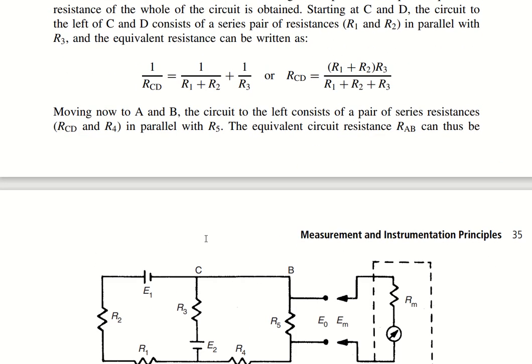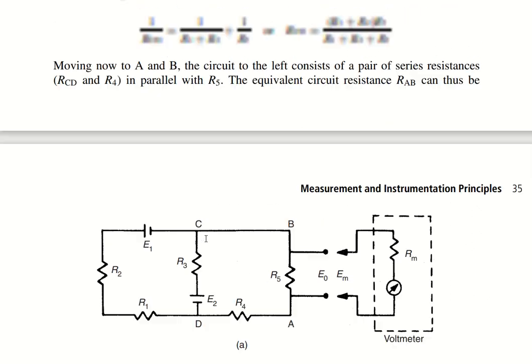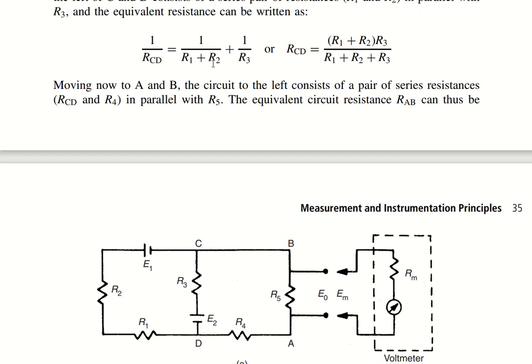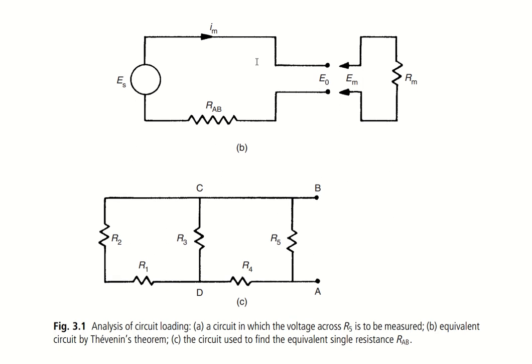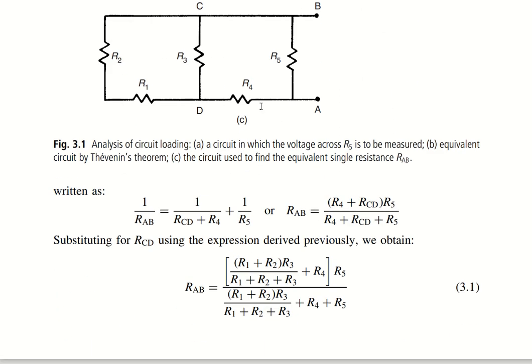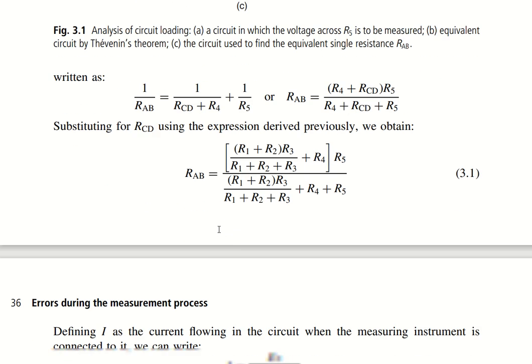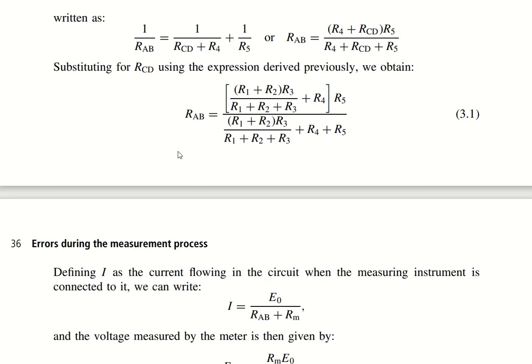and will be in parallel with R3. So the equivalent resistance can be written as this, right? R1 plus R2 in parallel with R3. And then when you move to A and B, the circuit to the left will consist of a pair of series resistances in parallel with R5, and the equivalent circuit resistance RAB can thus be written as this. And when you finally take the sum, the final value of RAB would look something like this.